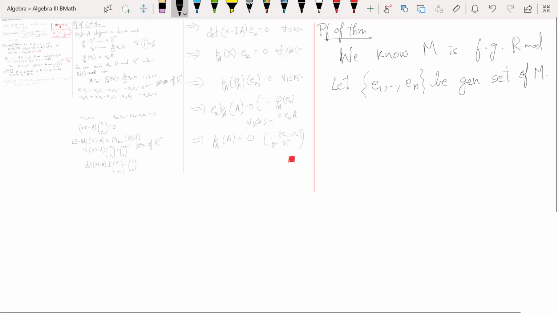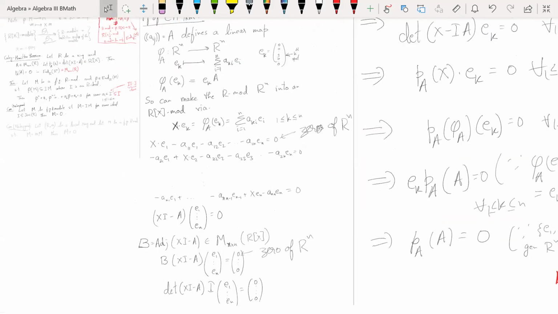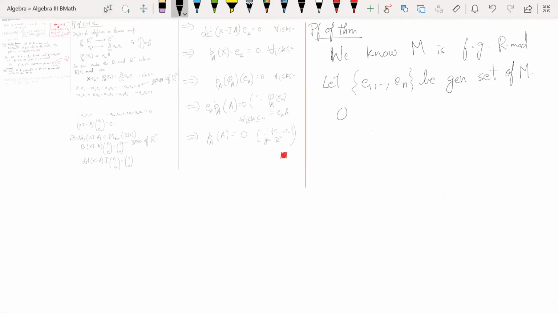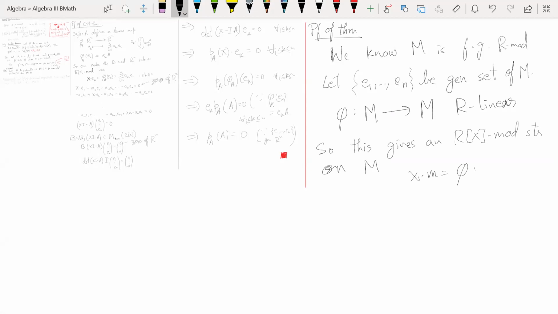So what does that tell us? We have this linear map phi, and the statement is about this map phi. Phi is a map from M to M, R-linear. So you get an R[x]-module structure on M, via x · m equals phi(m) for all m in M.